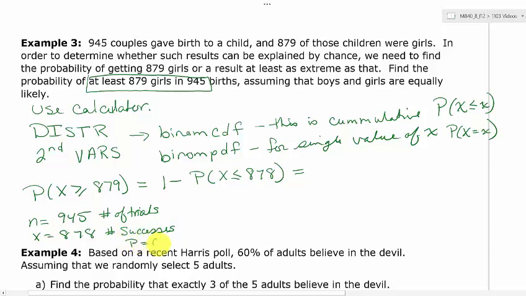And p is equal to 0.5 because boys and girls were considered to be equally likely. So what you get when you calculate this is 0.